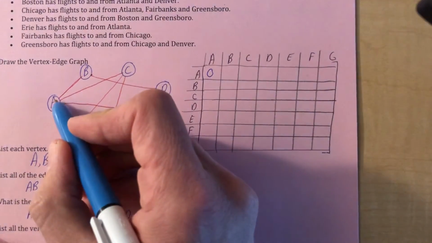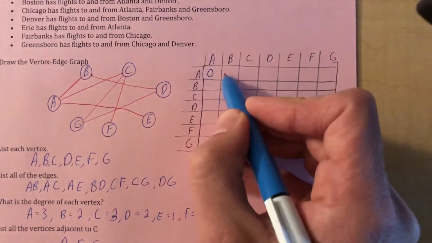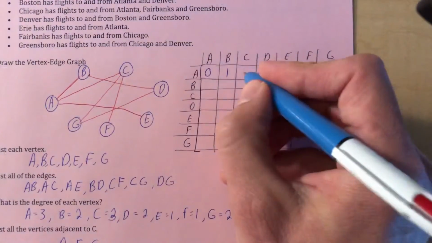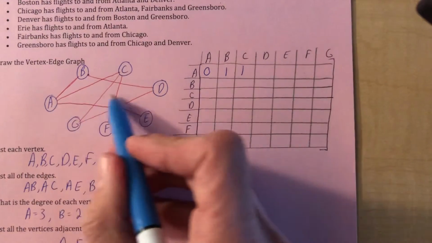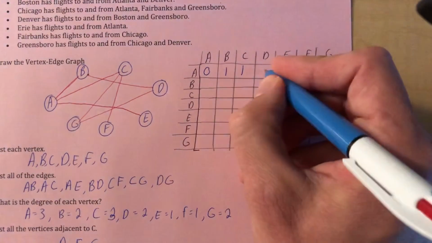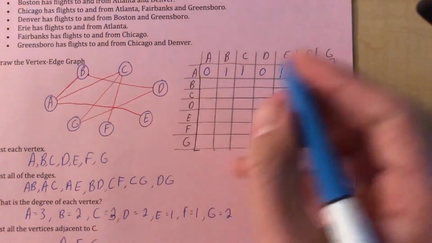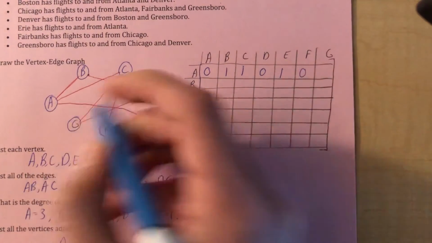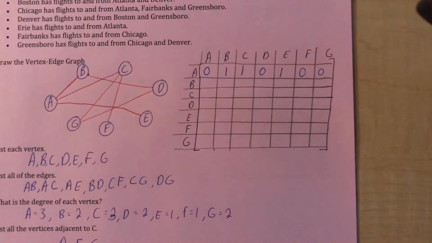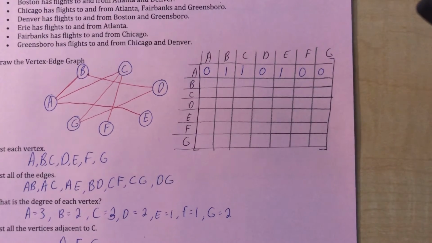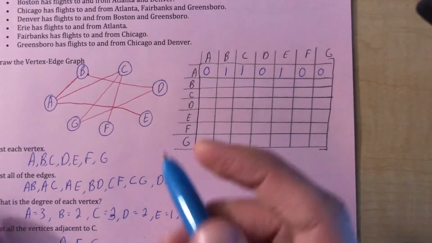There is 1 flight from Atlanta to Boston. So from A to B, there is 1 flight. From A to C, there is 1 flight. From A to D, there are 0 flights. From A to E, there is 1 flight. From A to F, there are 0. From A to G, there are 0. Okay. There are some fantastic patterns that we can point out here, but let's not yet. Let's actually go ahead and keep filling this out.